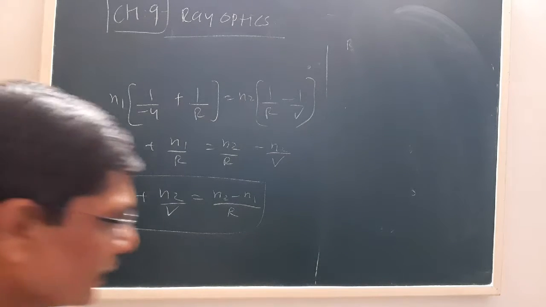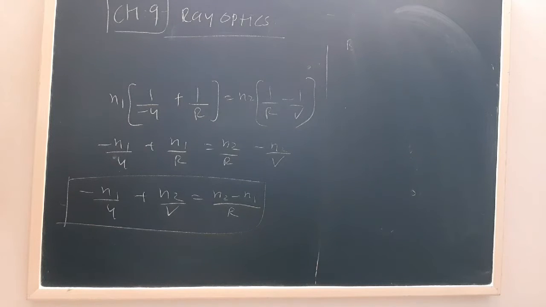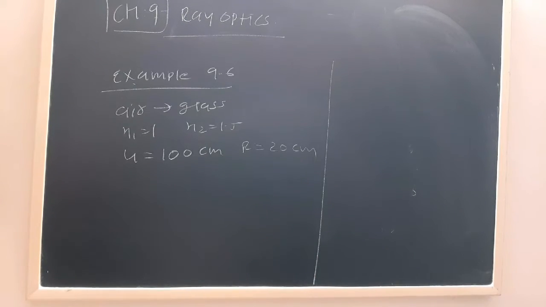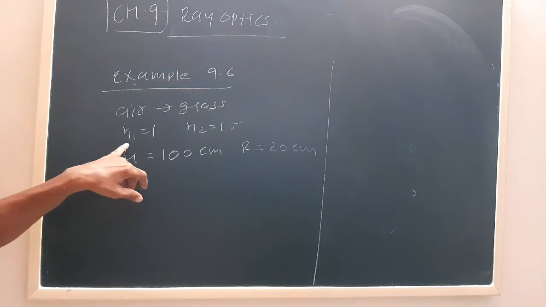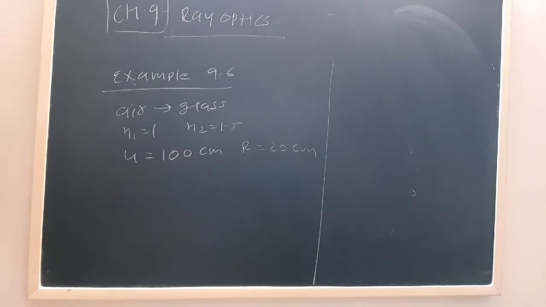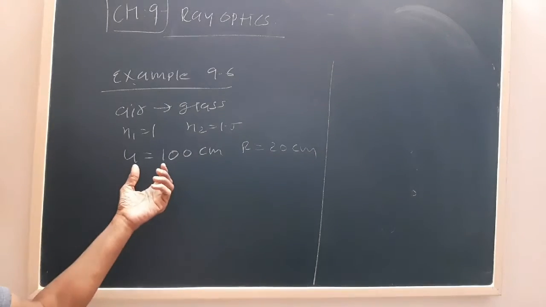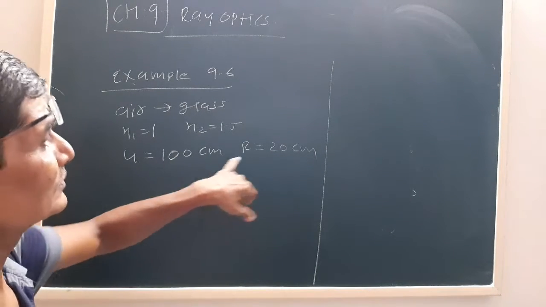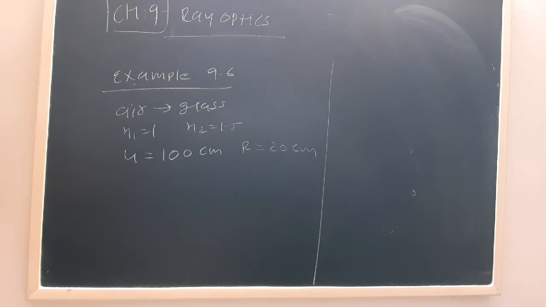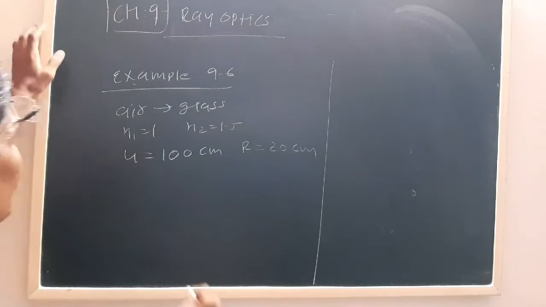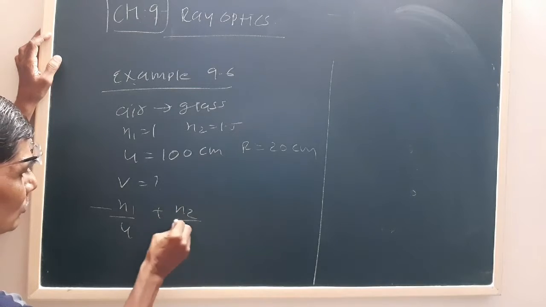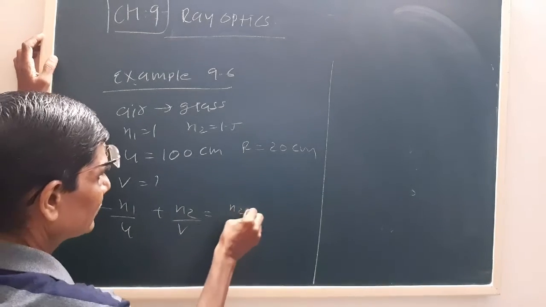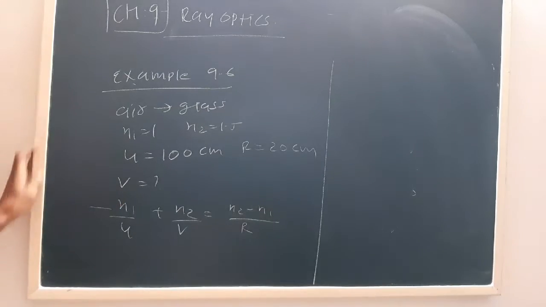Now see example number 9.6. Our example number 9.6 is based on this. A ray of light travels on a spherically curved surface from air to glass, which has a refractive index of 1.5. The object is kept at a distance of 100 centimeter. The radius of curvature of the spherically curved surface is 20 centimeter. We have to find out the image distance. Now we use the formula minus n1 upon u plus n2 upon v is n2 minus n1 upon r. Now we substitute the values.